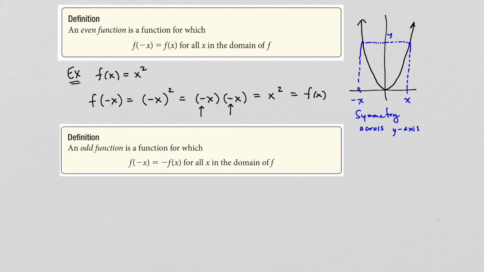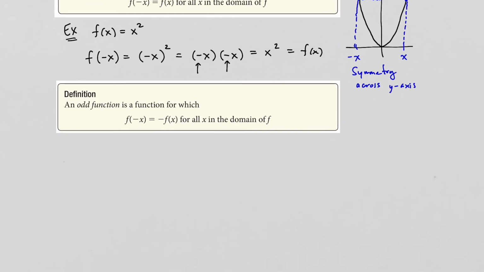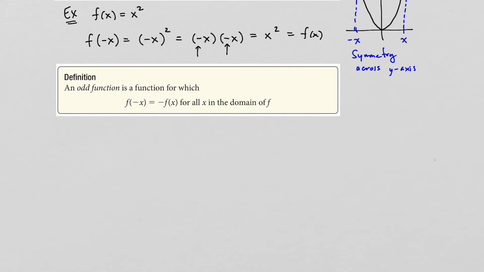Now let's talk about what it means to be an odd function. The definition of an odd function is a function for which f of negative x is equal to negative f of x for all x in the domain. So a quick example of an odd function would be the function f of x is equal to x cubed.